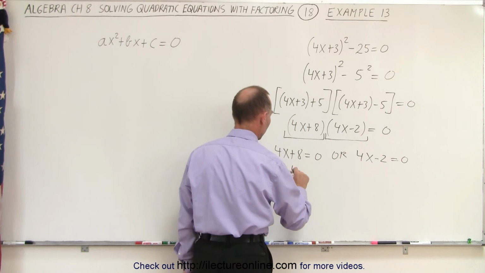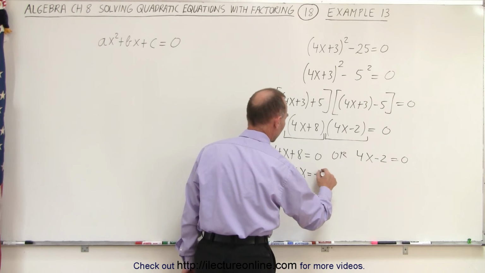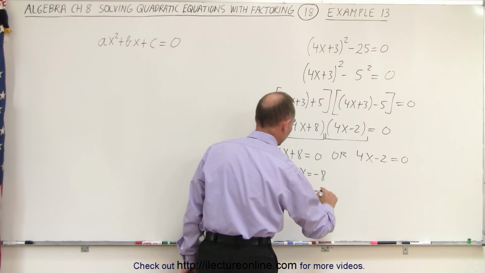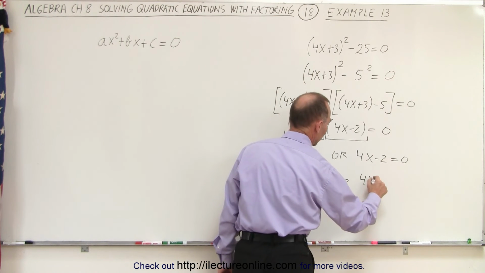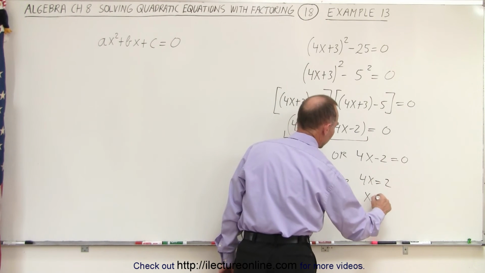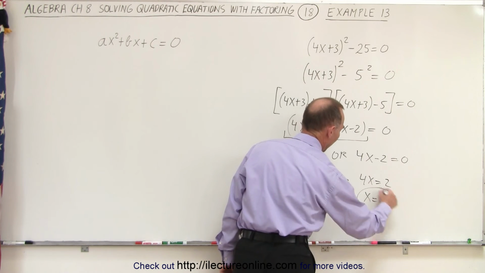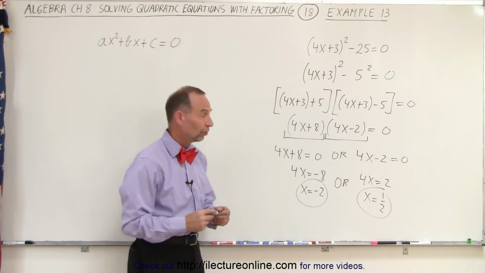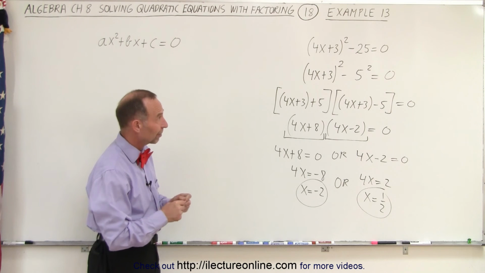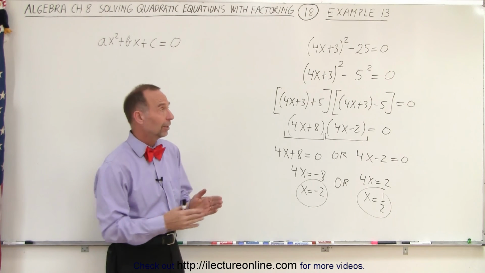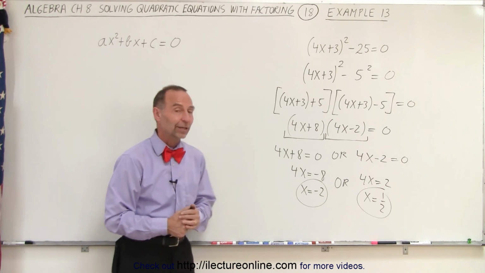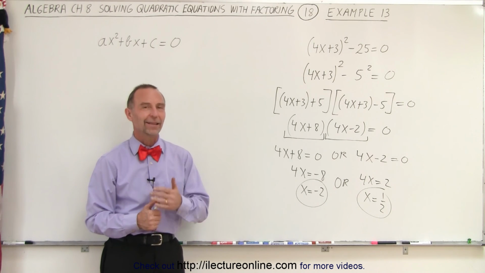In the first case we get 4x equals minus 8, or x equals minus 2, or we can say that 4x equals 2 or x equals 1/2. And there's the two solutions. Notice we get there quickly by simply realizing we're dealing with the difference of squares. If you didn't see it, again, simply multiply everything out and you'll get the very same solution. And that is how it's done.